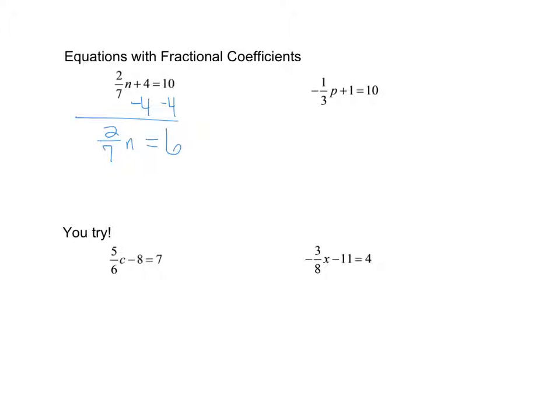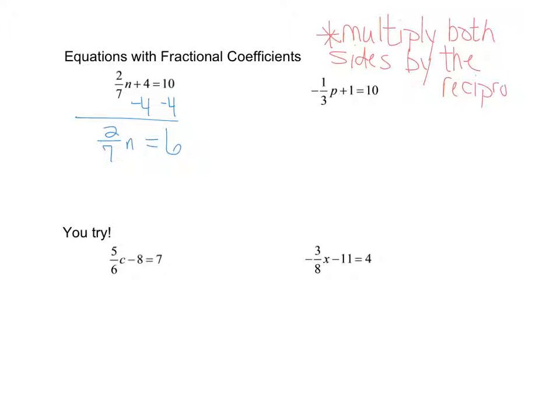Now, do you remember how we handle that fraction in front of the variable, that fractional coefficient? Here's the rule. Remember that you multiply both sides by the reciprocal. So you're going to flip and multiply. So we're going to multiply both sides by 7 over 2.